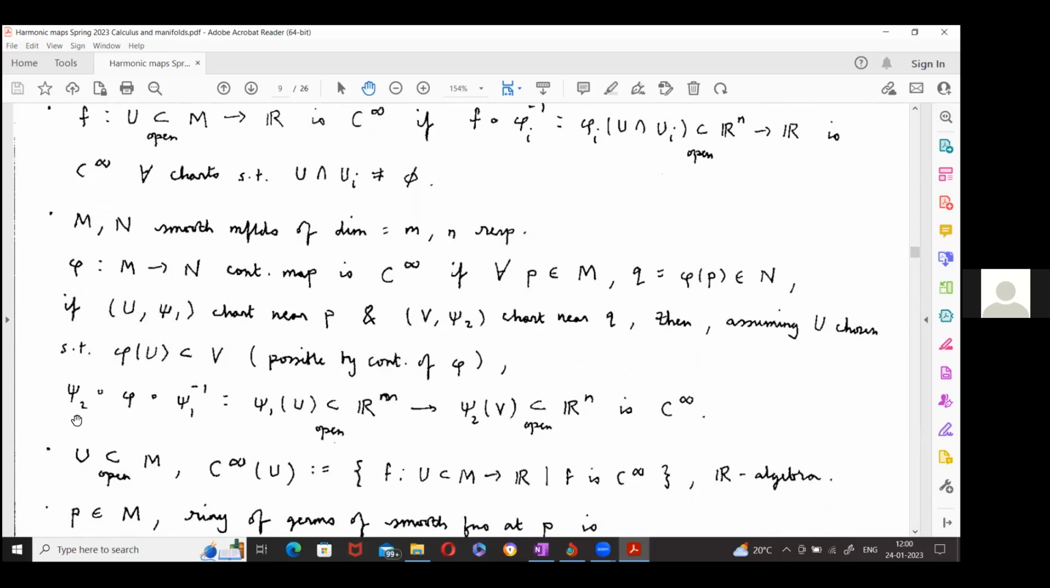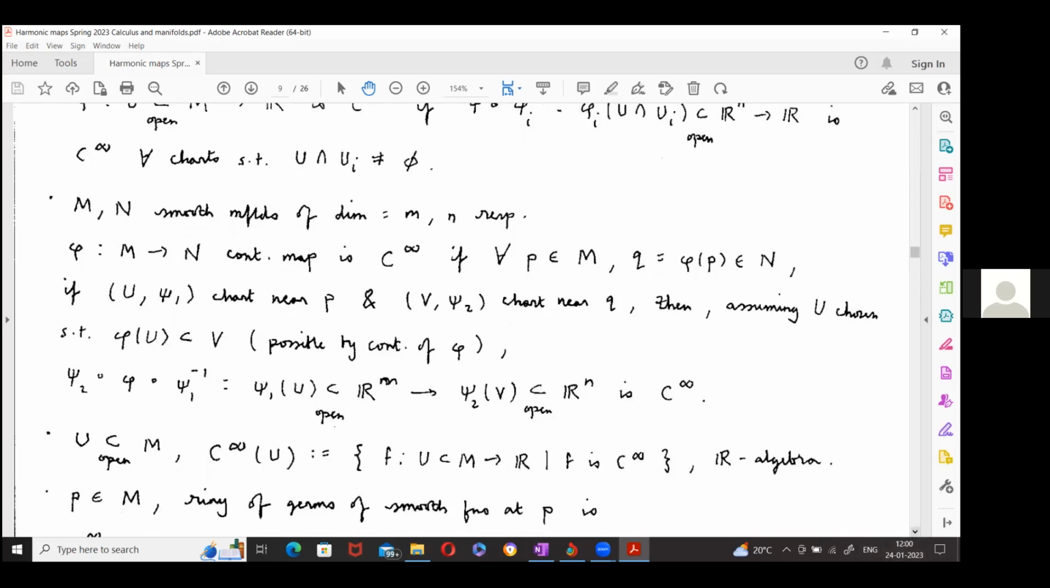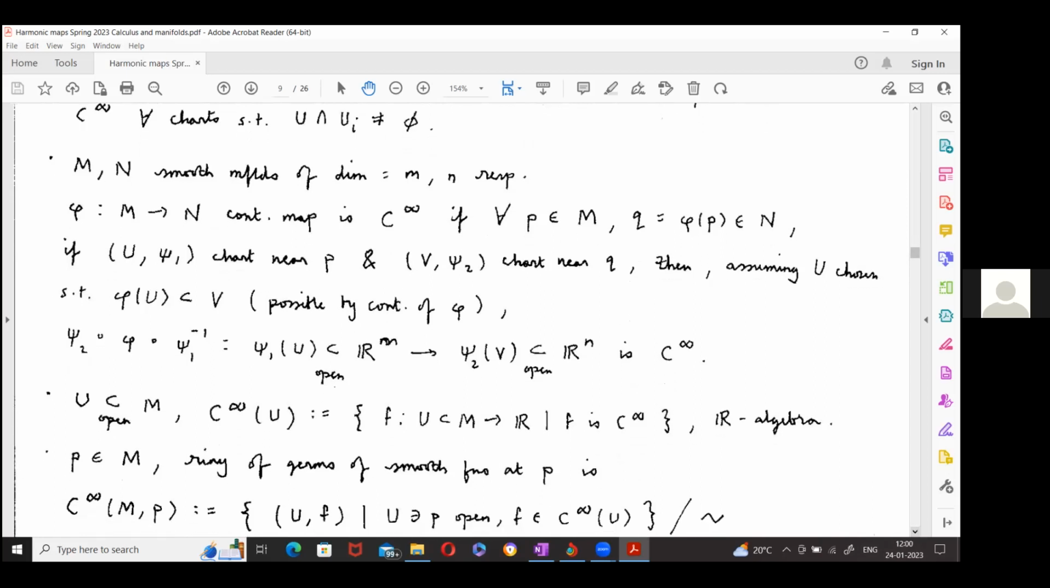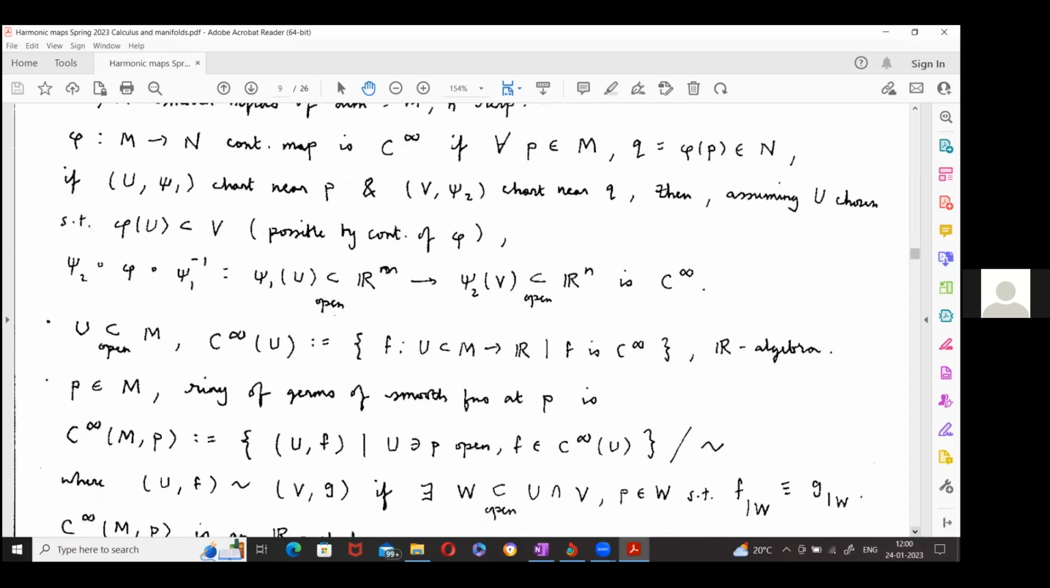Then I can look at the composition psi 2 phi psi 1 inverse. So my map between the two manifolds becomes a map between open subsets of Euclidean space, from Rn to Rn. This map should be smooth. Then we say that the map phi between the two manifolds is smooth. So we can talk about smooth functions on manifolds and smooth maps between manifolds.